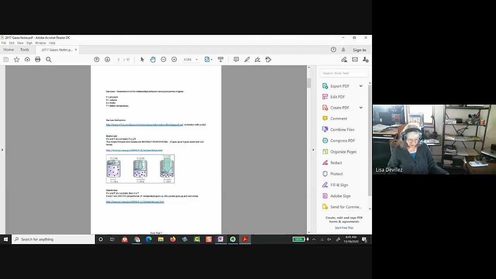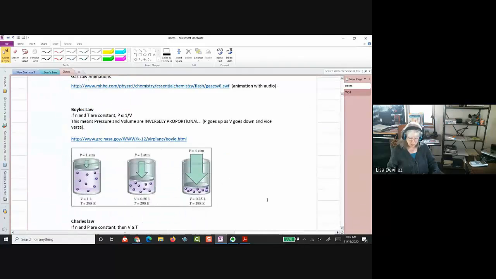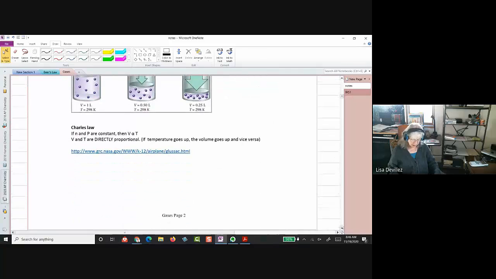Okay, so let's go back to our notes now. The pressure-volume relationship is referred to as Boyle's law. It basically says that pressure and volume are inversely related to each other. So as my pressure goes up, my volume decreases. As my pressure goes down, the volume is going to increase. And then the relationship between volume and temperature is called Charles' law.